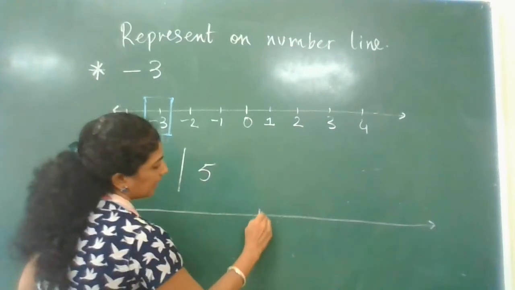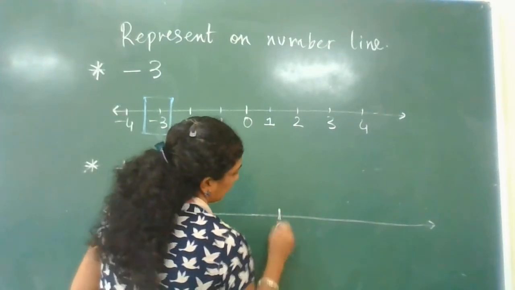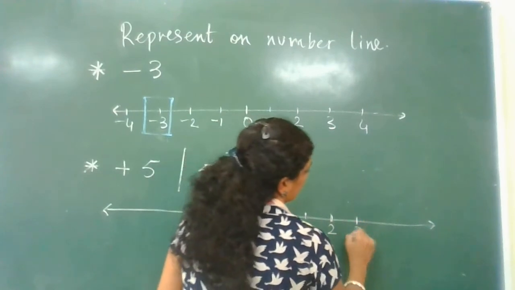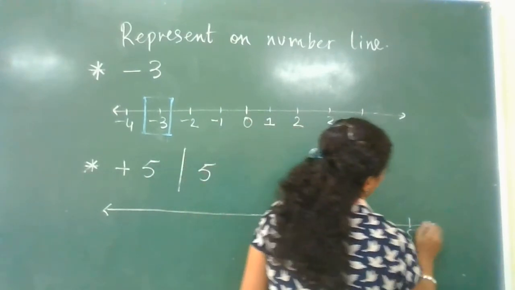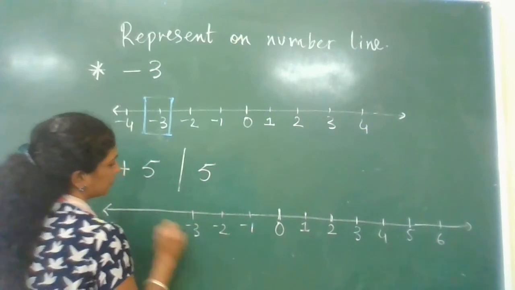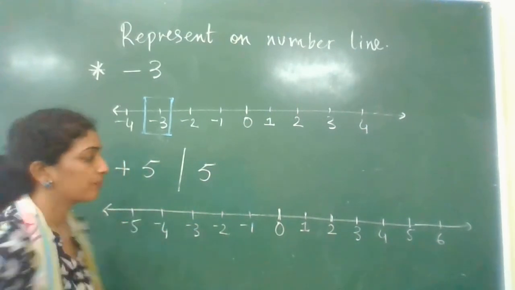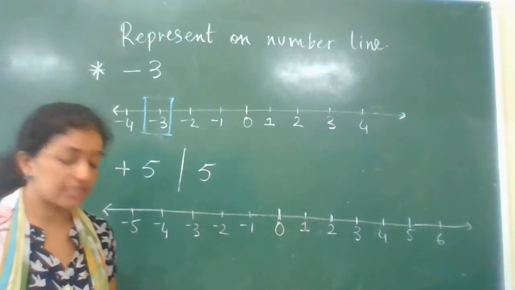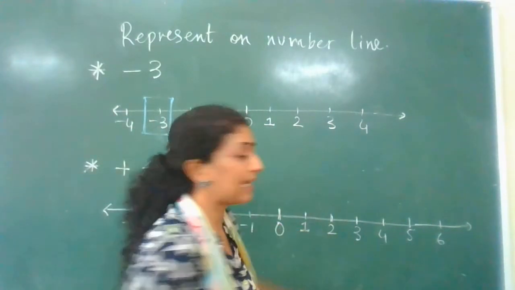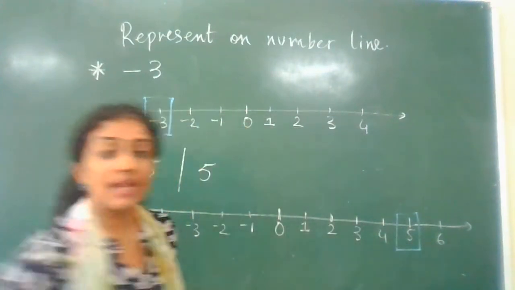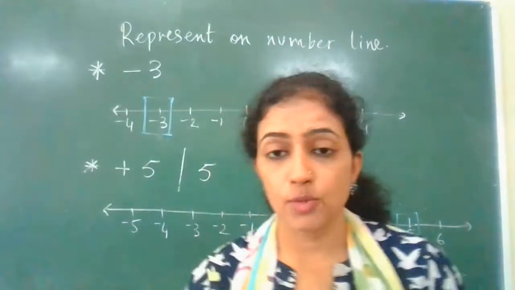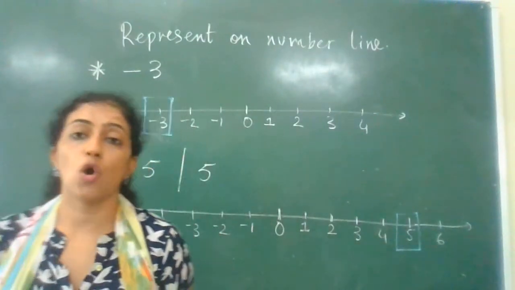So here, as I say, always start with the 0. Here is a 1, here is a 2, 3, 4, 5, here 6, here minus 1, minus 2, minus 3, minus 4, minus 5. My answer is positive 5, so I have to go to the positive side. Here is the positive 5, and I will be highlighting my answer, which is positive 5. So this way you can represent the given numbers on the number line.